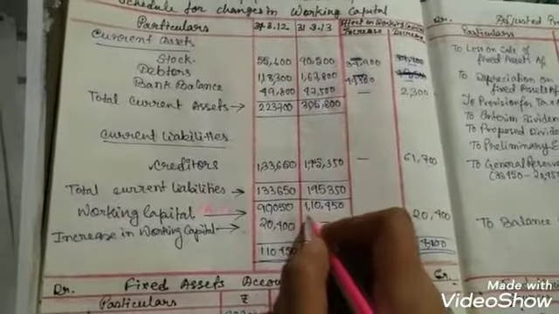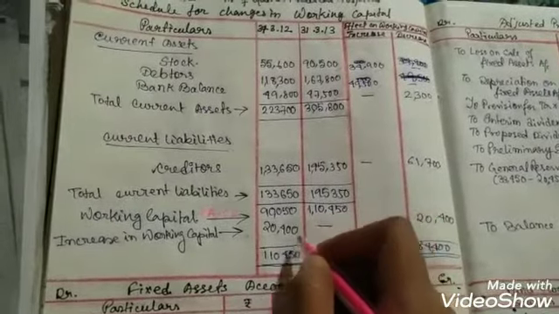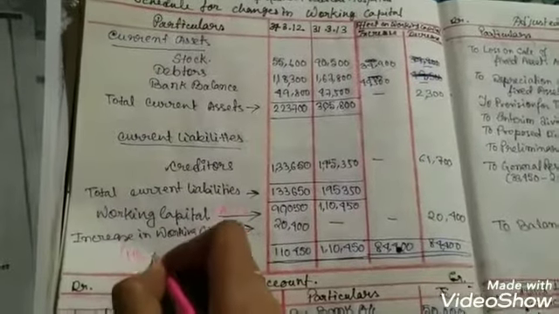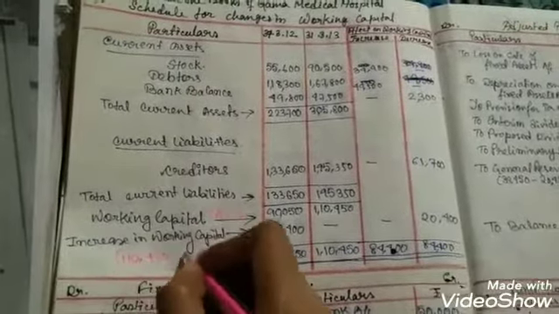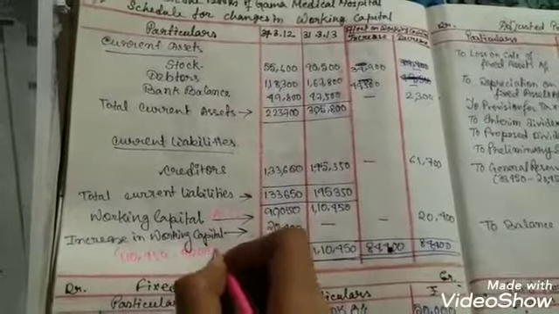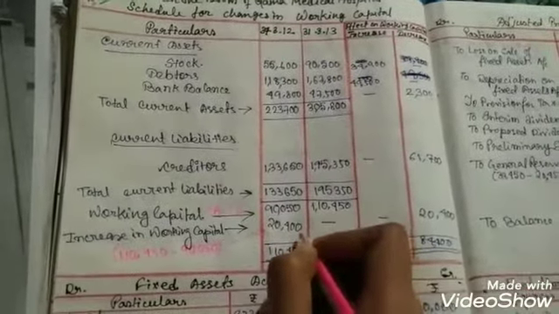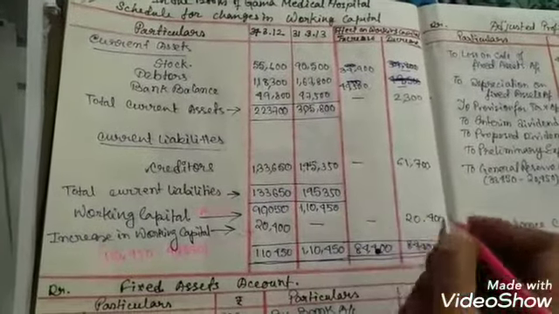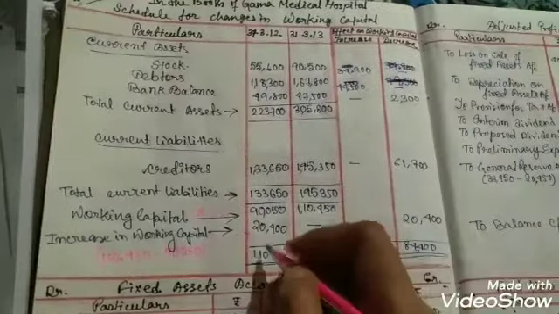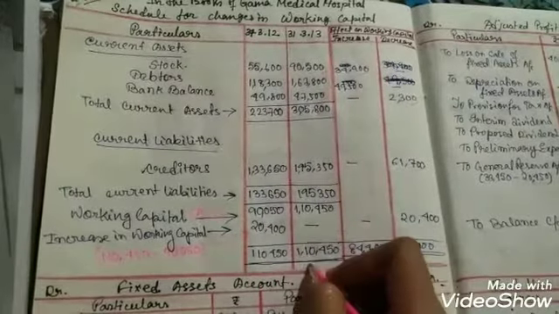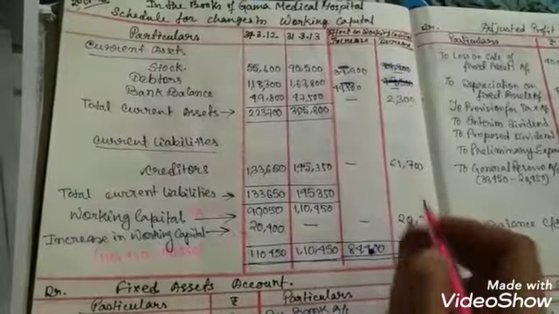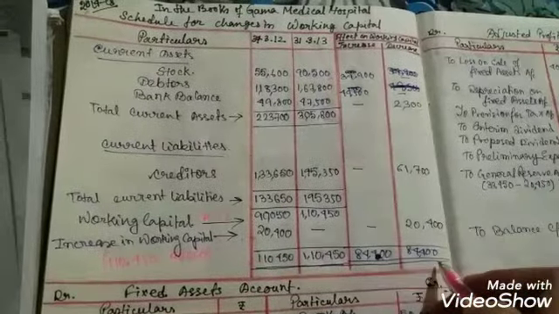So working capital is increased in 2013. So it is increased 1,10,450 minus 90,050. So it is 20,400. If it is increasing, we write it in decrease column. So 1,10,450, it is 1,10,450. For increase column it is 84,400 and for decrease column it is 84,400.